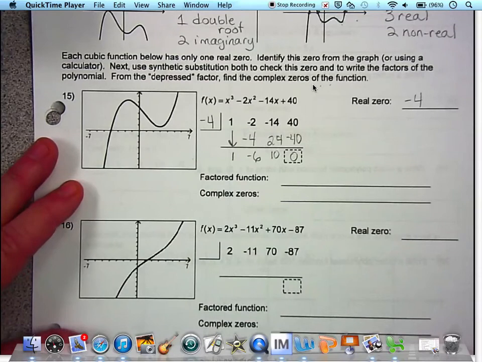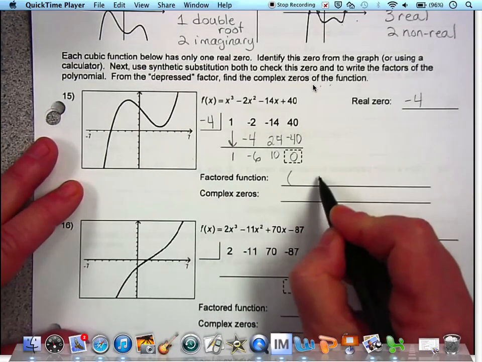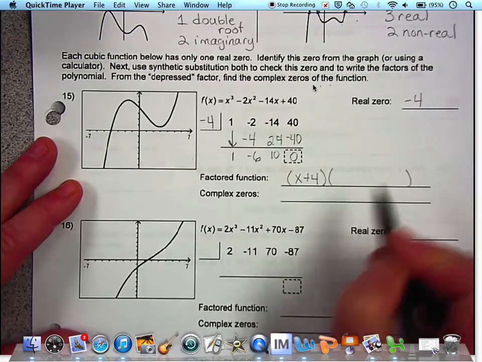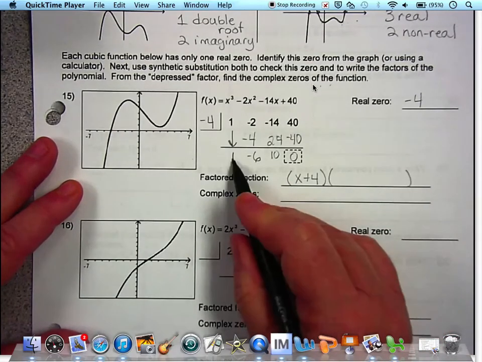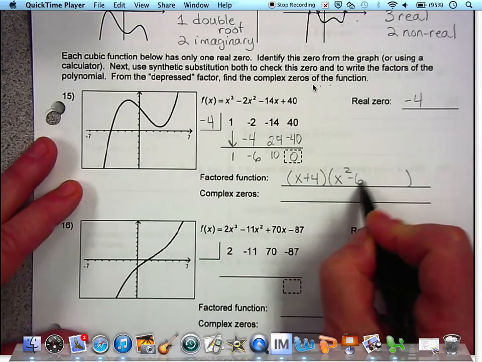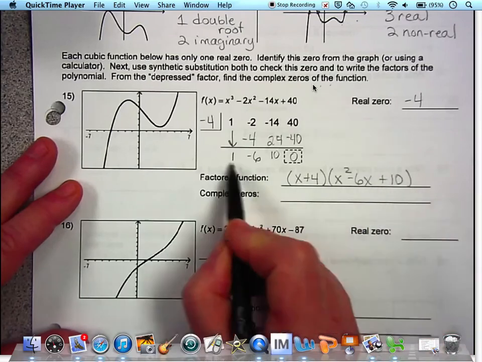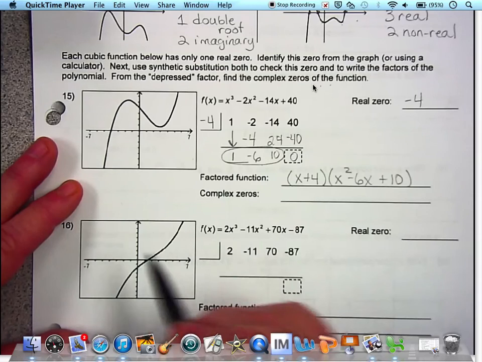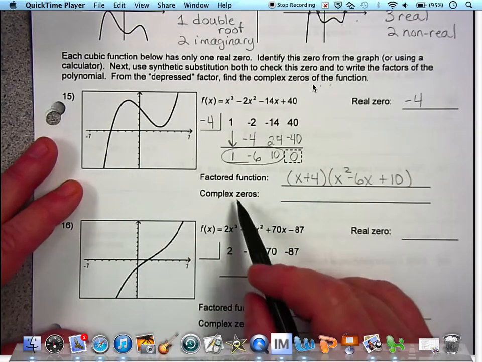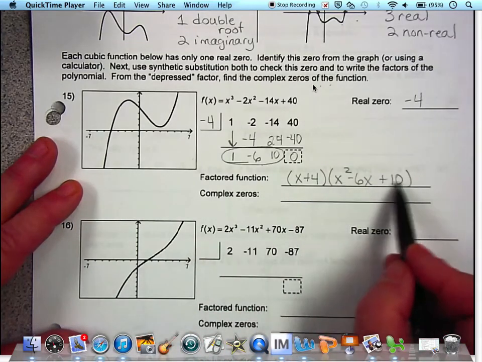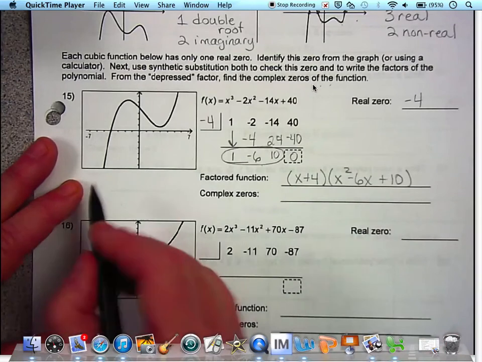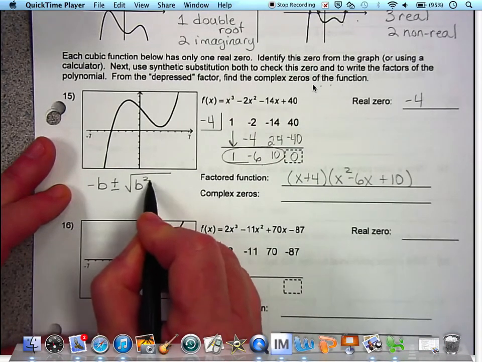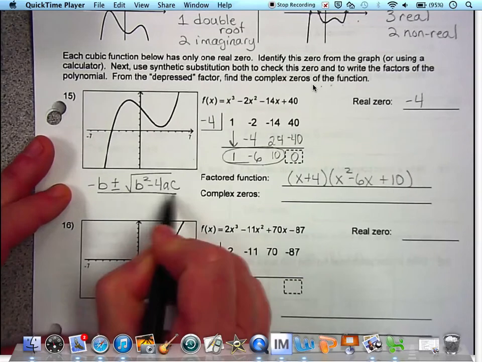Okay, then the factored function is, what would you do for negative? X plus 4. Okay. Times what's left? X squared minus 6x plus 10. Okay, and that comes from the bottom of the synthetic division. All right, so we know there are 2 complex roots or zeros, so we're going to use the quadratic formula to find them. What is the quadratic formula? Negative b plus or minus the square root of b squared minus 4ac all over 2a.